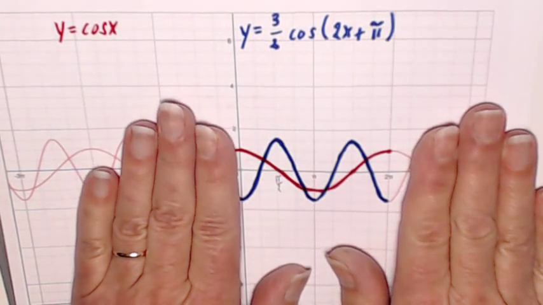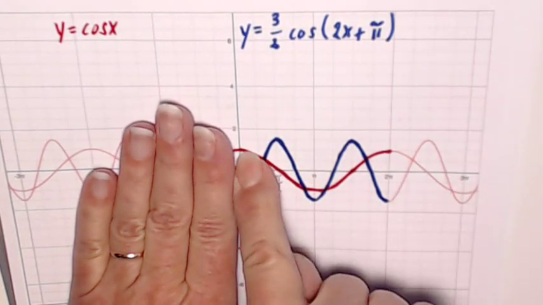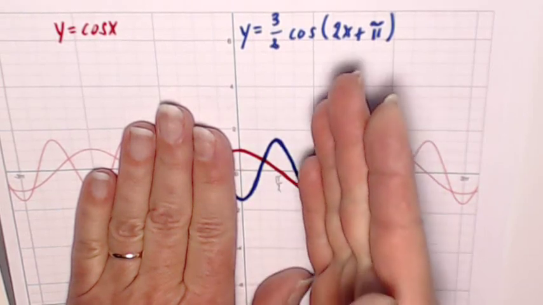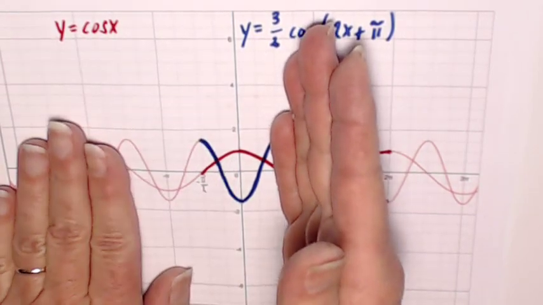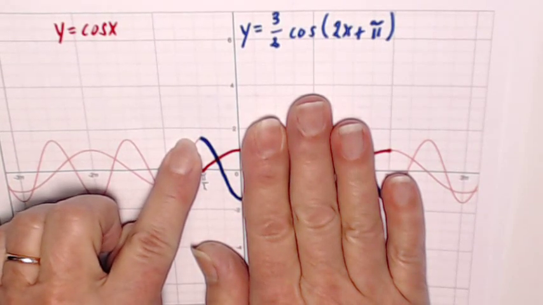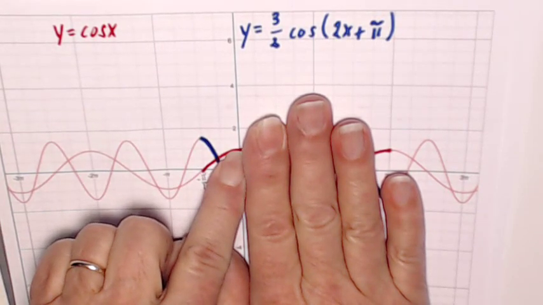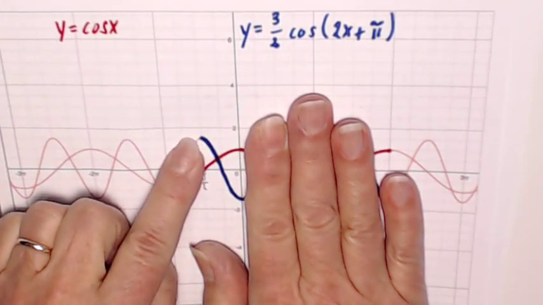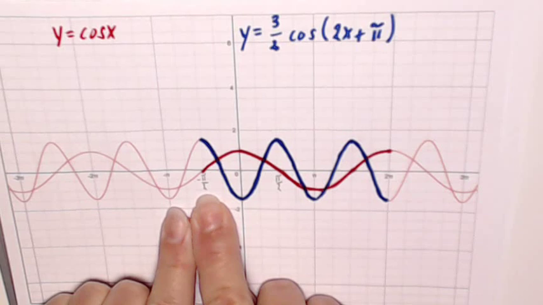So we can see here where normally we would start at our max at 0. Here we shifted it backwards by pi over 2. So instead of starting at our max here, we shifted the entire graph back and we started at our max at -pi over 2.